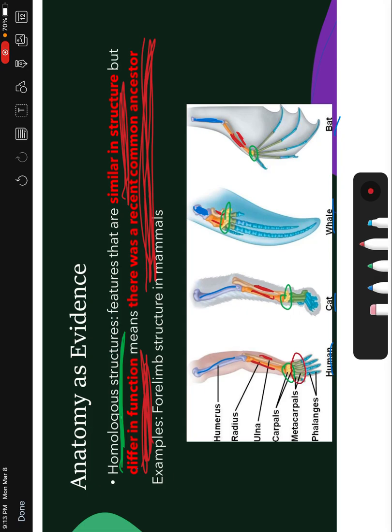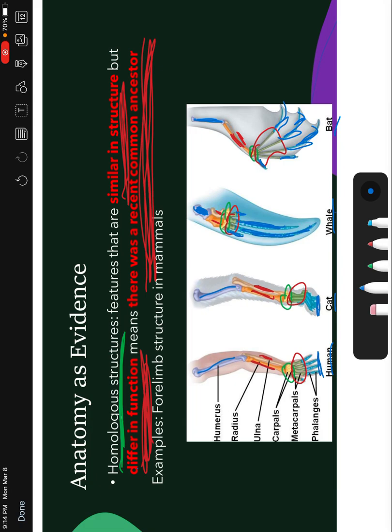And then we also have the metacarpals, which we see in the bat, the cat, and the whale, as well as in the humans. And then finally, the phalanges, or the fingers. So though they make up the fingers in the humans, they make up the toes of the cat. They also make up a large portion of the whale's flipper, as we can see here, and also a large portion of the bat's wing.